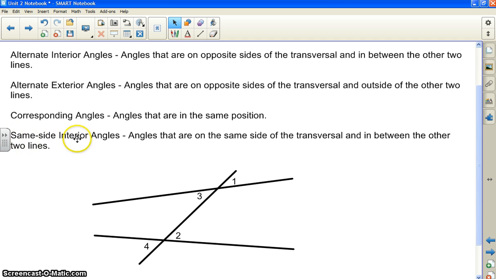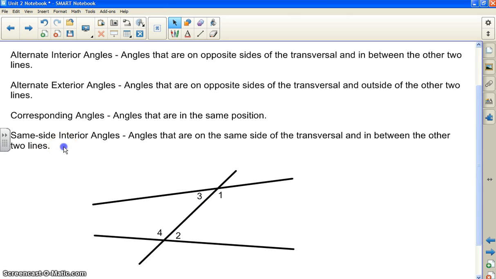Last pair are same side interior angles. So continue using the same pair. If I move it in here, angle 1 and angle 2 are same side interior because they're on the same side of the transversal and in between the other two lines. Same thing here with 3 and 4. Those are same side interior.